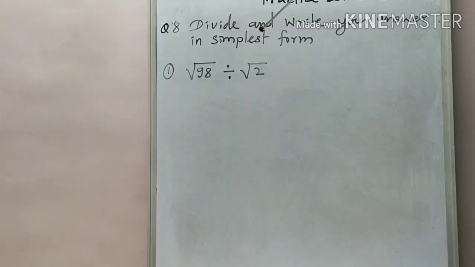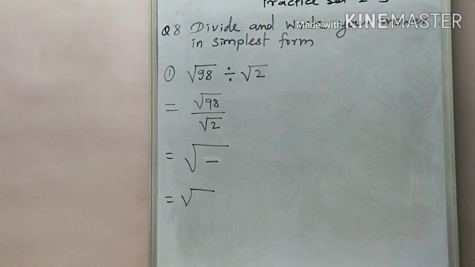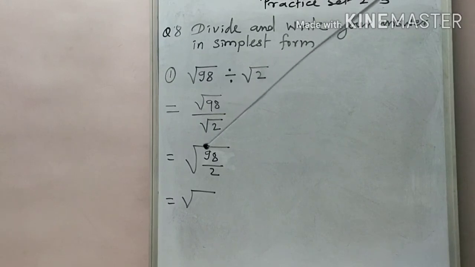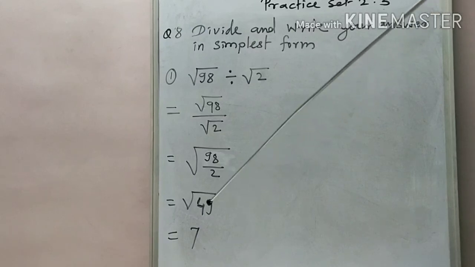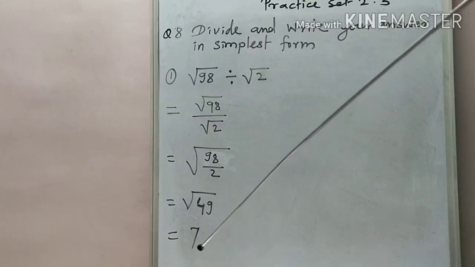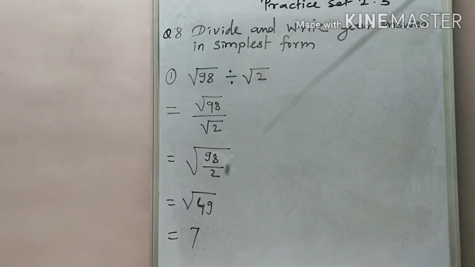Okay, the 8th question is divide and write your answer in simplest form. The rule is the same as we use in multiplication. So root 98 we have to divide by root 2. This division we can write in P upon Q form, root 98 upon root 2. Here we notice that the order is the same, so we write both radicands in one radical sign like this, 98 upon 2, and that division is 49, and 49 is a perfect square number, so root of 49 is 7. So the simplest form of this division is 7.